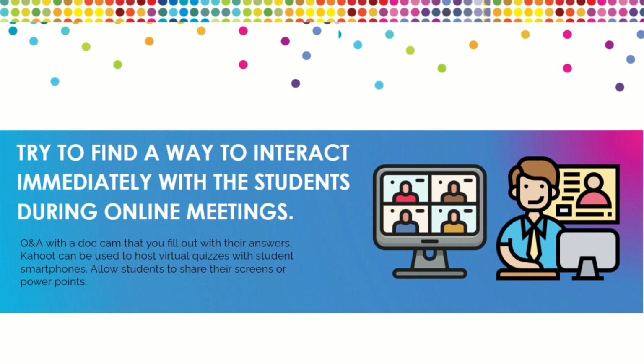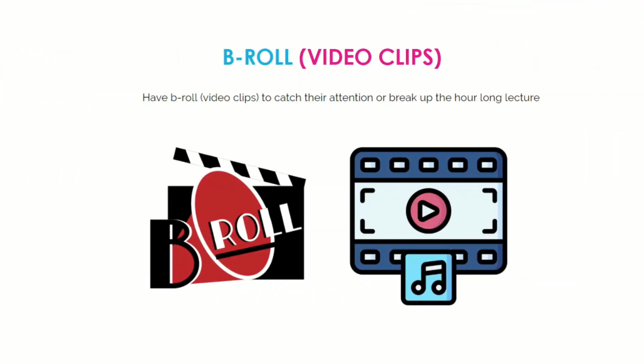Now, try to find a way to interact immediately with your students. I hear this all the time from teachers. We need to get a Q&A. We need to have an icebreaker. We need to have a virtual quiz. We need to get students using their smartphones in a productive way, not on social media, not on TikTok, right? So we want them to be able to share their screen or get engaged, feel part of the conversation. So do that right away. And that is why you want to use those two-way communication tools.